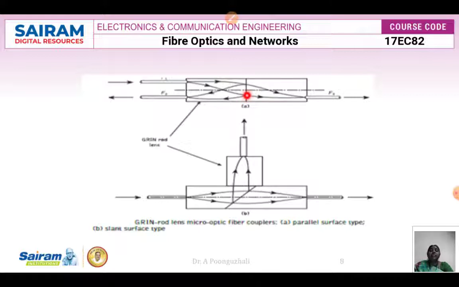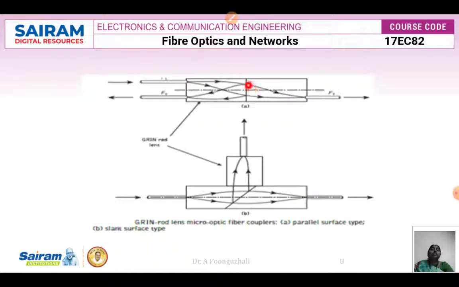So when a mirror is placed on the parallel surface, if light is sent through this F1 fiber, it is going to be collimated. That means the beam is going to be expanded. When the beam strikes the mirror, a portion of the wave will be reflected back and the remaining will be refracted.